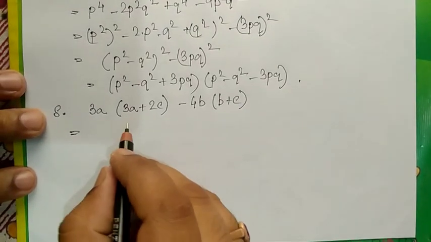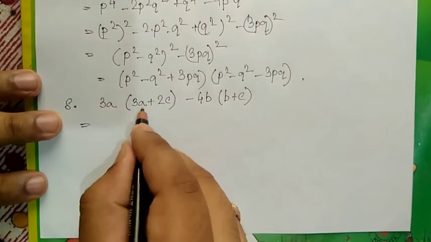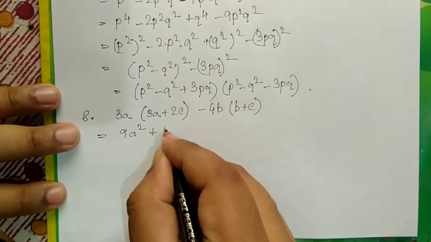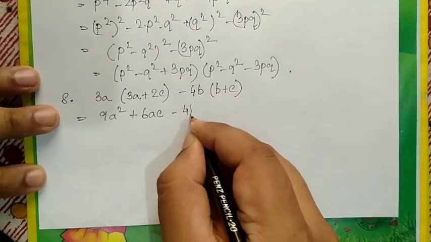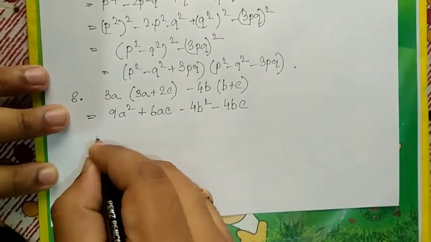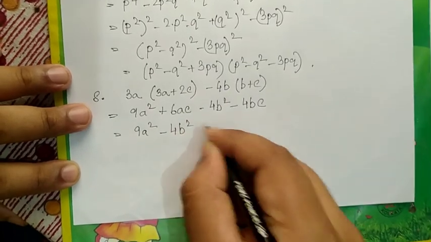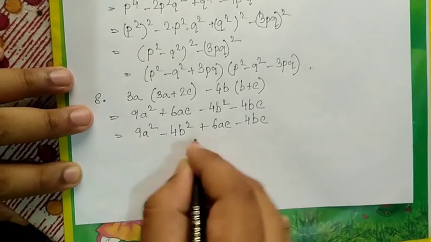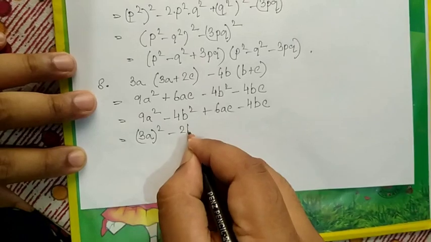This is sum number 8. First we have to open this bracket and multiply this. 3a into 3a 9a square, 3a into 2c plus 6ac, minus 4b into b minus 4b square, minus 4b into c minus 4bc. Now arranging this in this order: plus 6ac minus 4bc, a square minus b square form. So therefore 3a whole square minus 2b whole square.